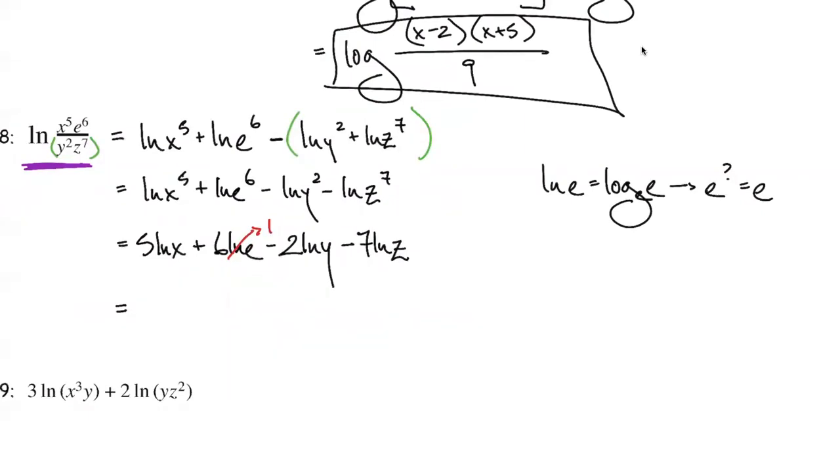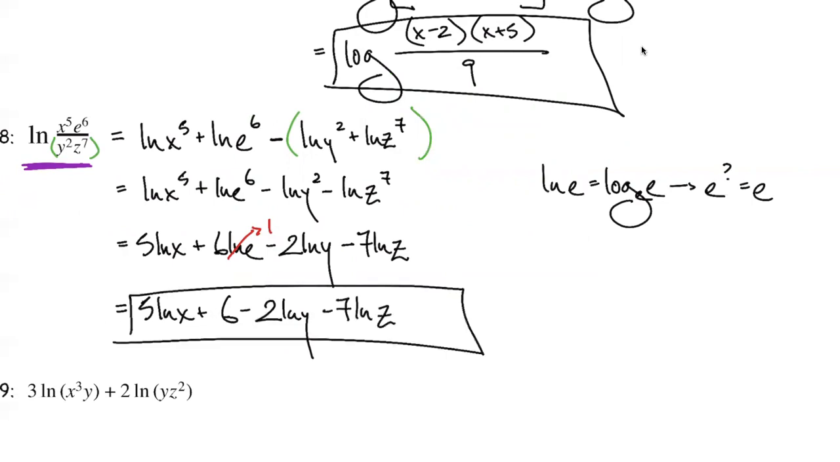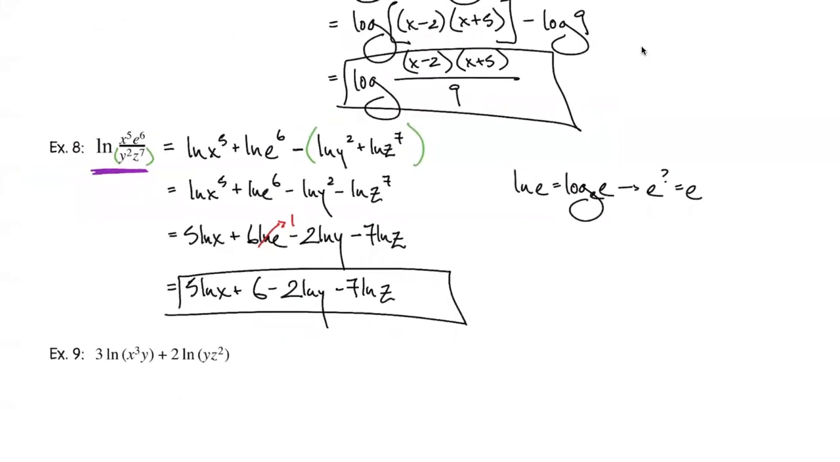And I can write my answer as 5 natural log x plus 6 minus 2 natural log y minus 7 natural log z. Right. This natural log of e is 1. We're going to add that to our ever-growing list of important simplification techniques or nice numbers to know. I know we get a lot of those, and I just want to make sure that we can focus on the ones that are important.